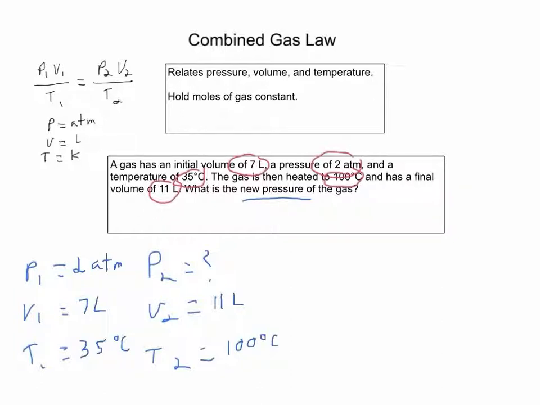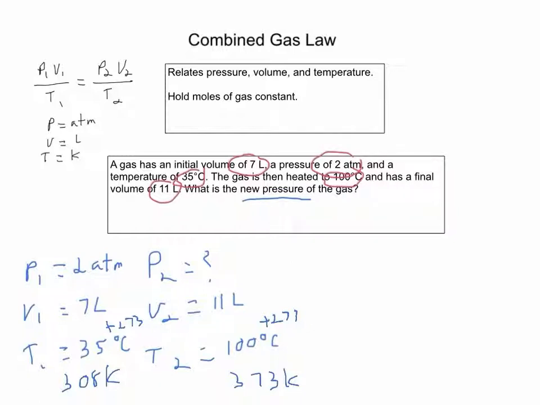Before we go to do the problem, though, we have to make sure our units are correct. Atmospheres is good, liters is good, but we have degrees Celsius for temperature. We need Kelvin, so we'll add 273 to each to get Kelvin. So we get 308 Kelvin, and here we get 373 Kelvin. Remember, that's just 35 plus 273. And then 100 plus 273. Now we can plug in and solve.